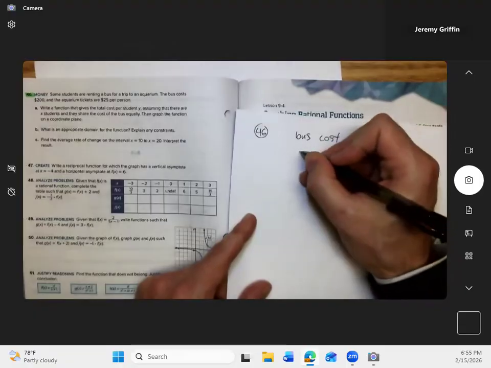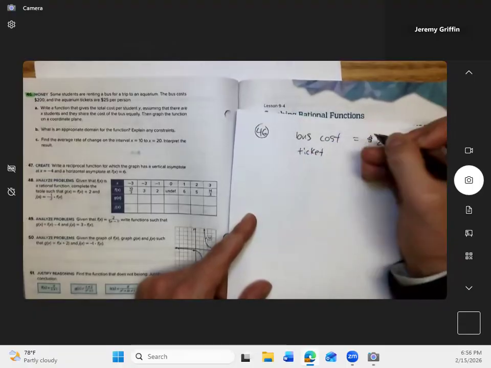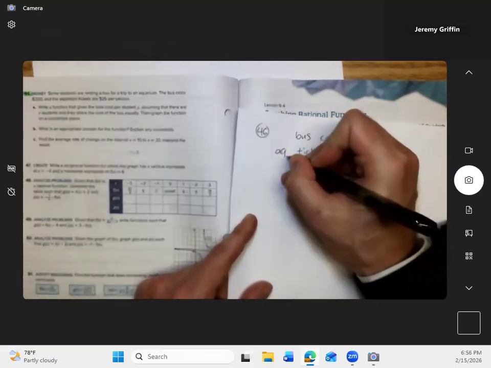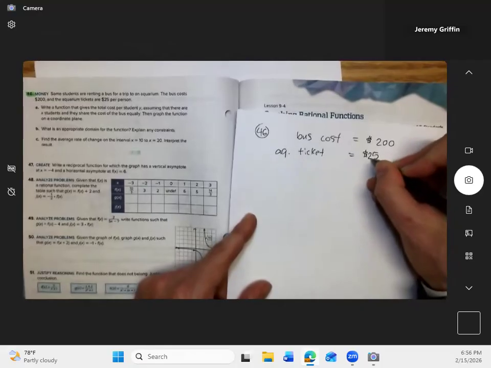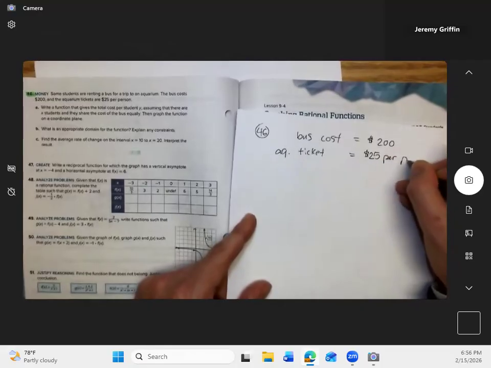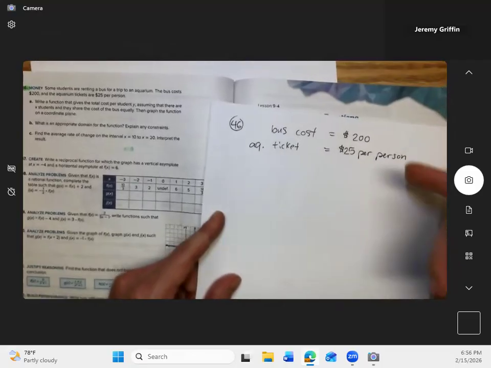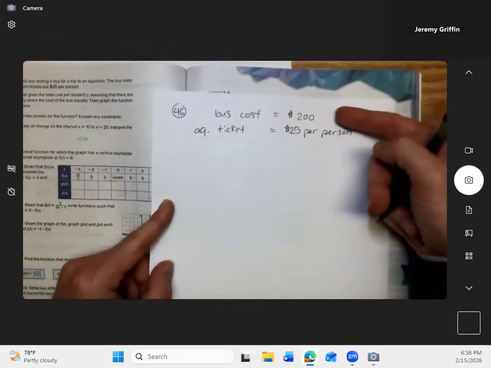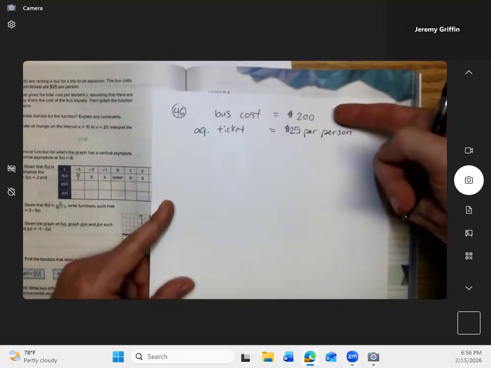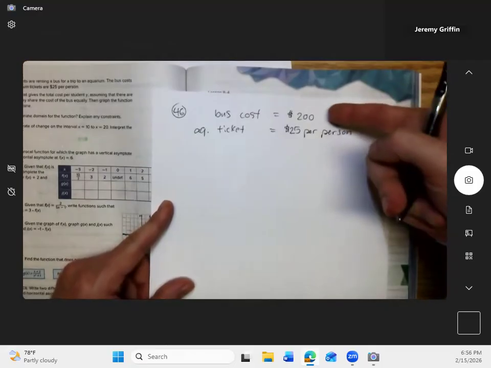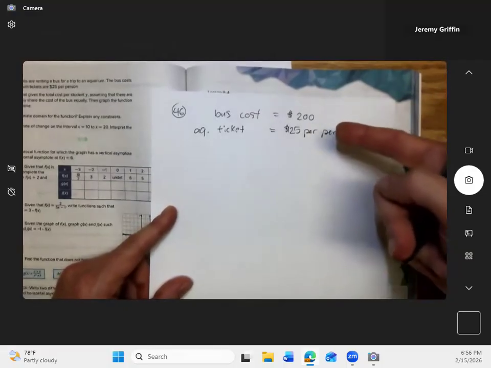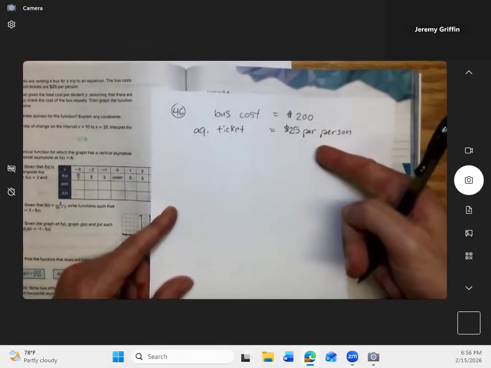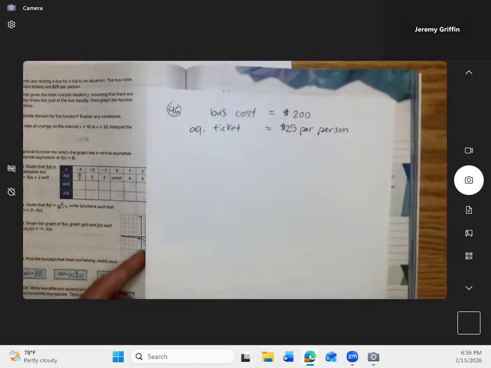Okay. Aquarium ticket is $25 per person. So if one student rents the bus for himself, then he has to pay the full $200. If like 10 students rent the bus, they get to split the cost of the bus. Now it's only $20 per student for the bus. Now every single student does have to buy a ticket.